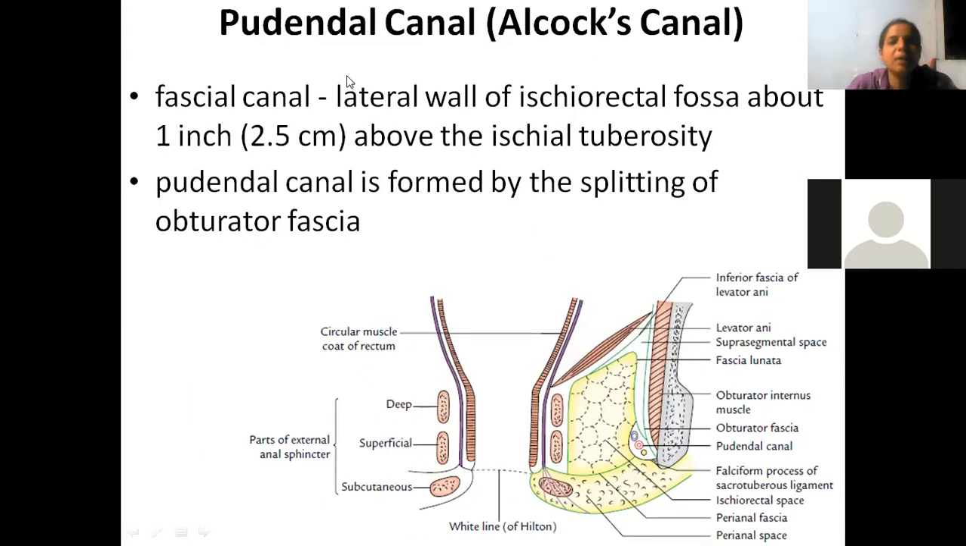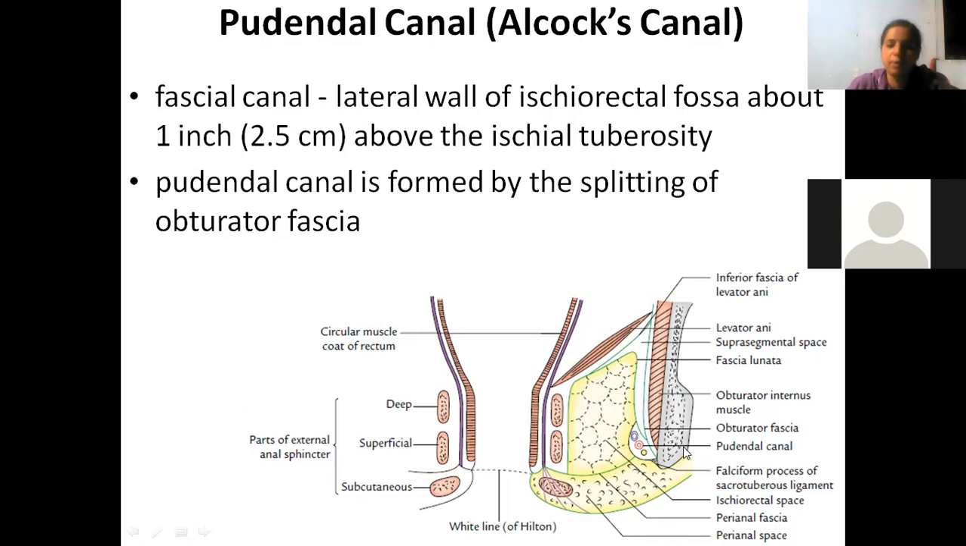There is one important thing, sometimes this comes as a 3 marks question. Don't read anything, you just look at this picture. This is our ischiorectal fossa, and we know this is the lateral boundary. On the corner of the lateral boundary, there is one canal called the pudendal canal, which is also called Alcock's canal. It is a fascial canal situated on the lateral wall of the ischiorectal fossa. It is formed by splitting of this obturator fascia. What does it contain? Pudendal vessels and nerves.